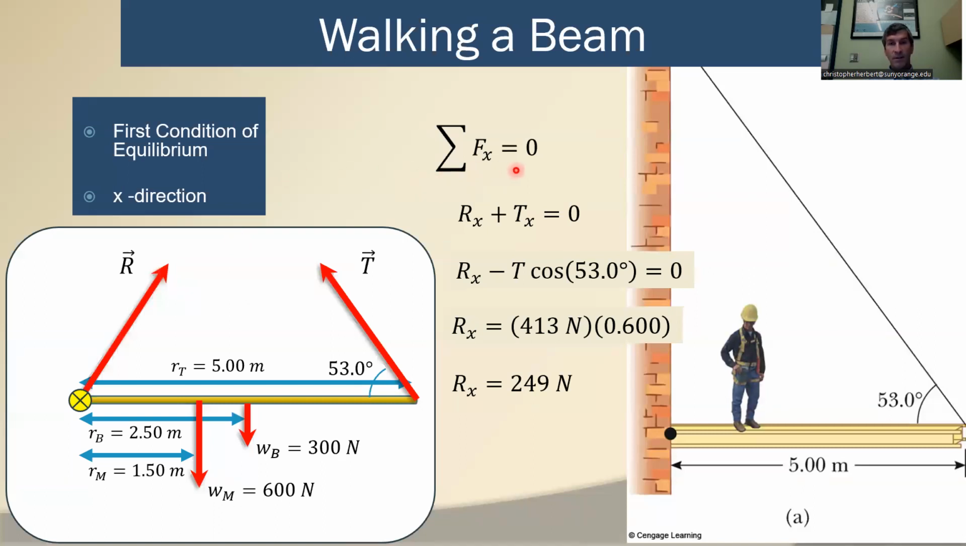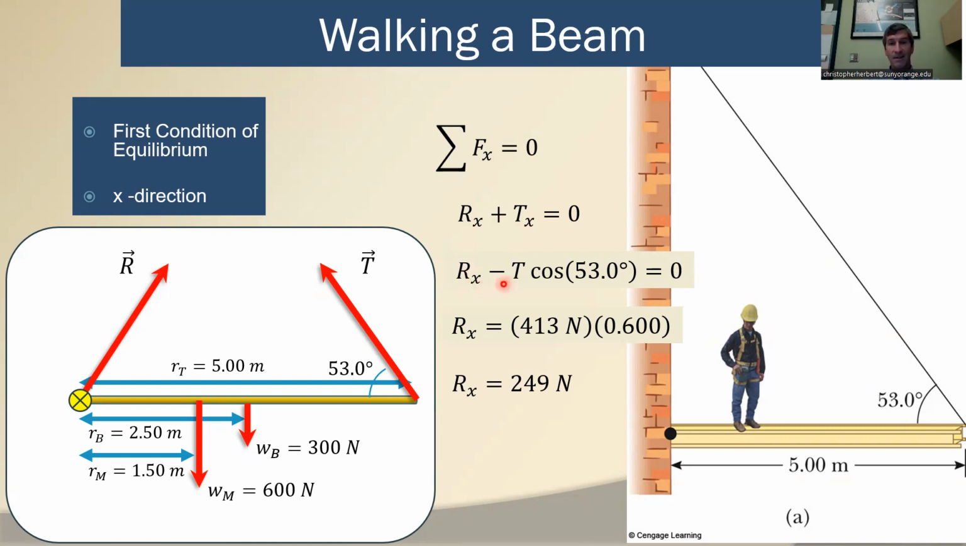So the sum of the forces in the X direction: only the reaction force and the tension are going to have an X component. The two weights do not. The sum of the forces in the X direction has to be equal to 0. If there were no X component to the tension, I'd end up with 0 for Rx anyway. But clearly there is an X component to the tension, so there's going to be an X component to the reaction force. Rx is unknown.